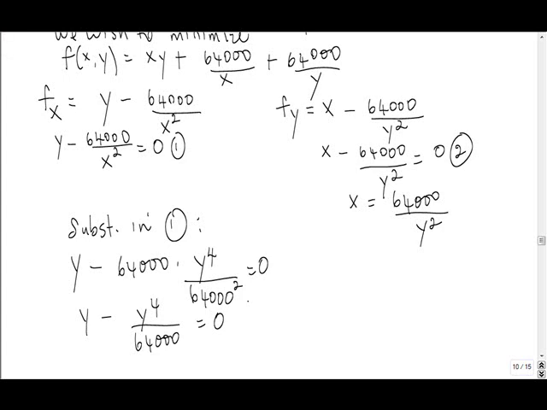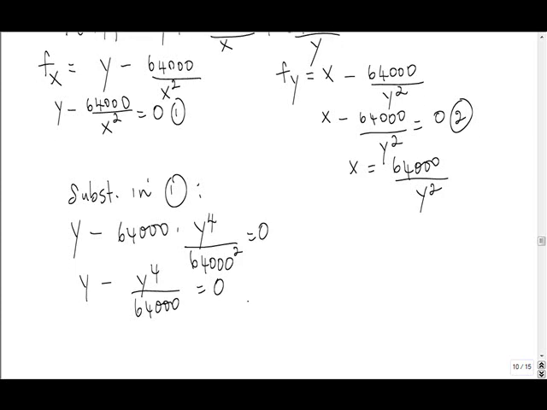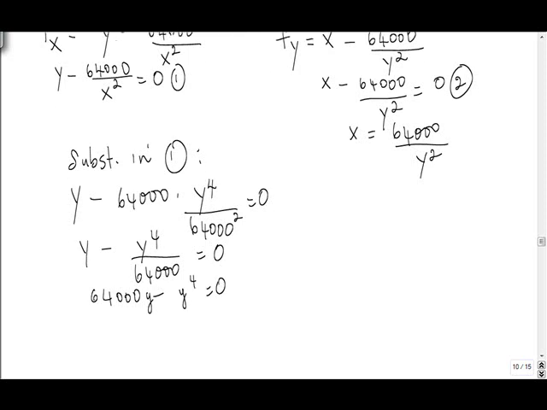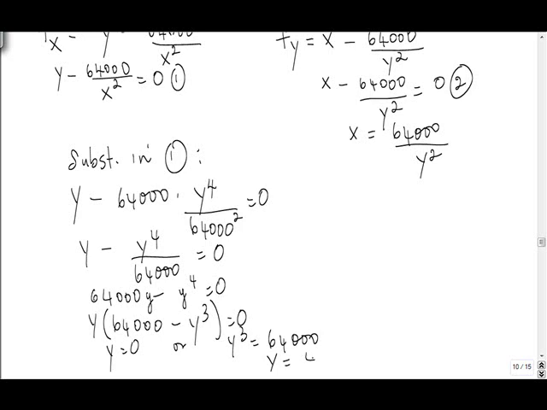Okay, we can do a number of things here. Let me get rid of this fraction. 64,000 y minus y to the 4th is 0. Now let's factor out y. 64,000 minus y cubed is 0. So y is 0, or y cubed is 64,000. So y is a cube root, which is 40.